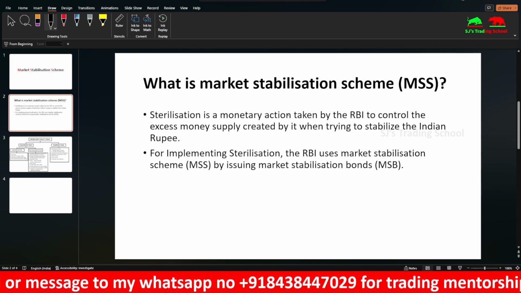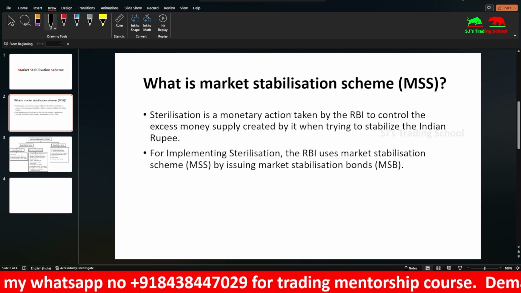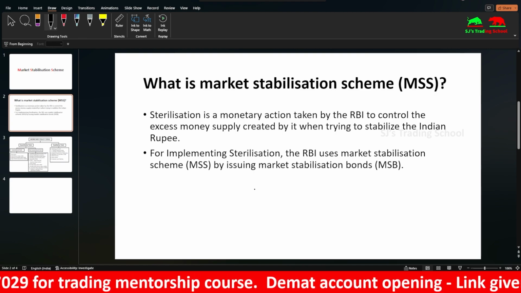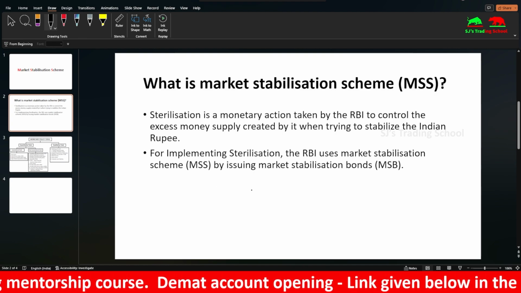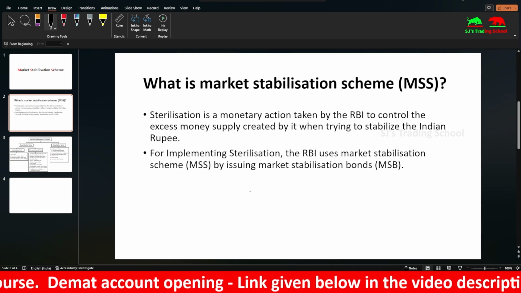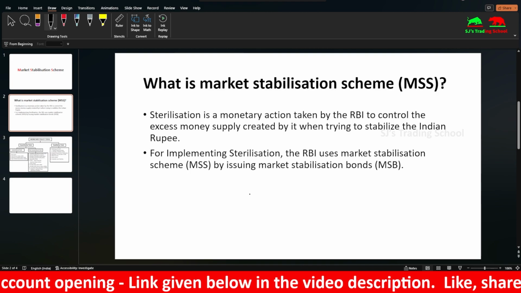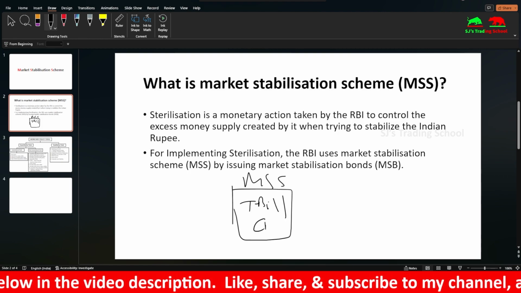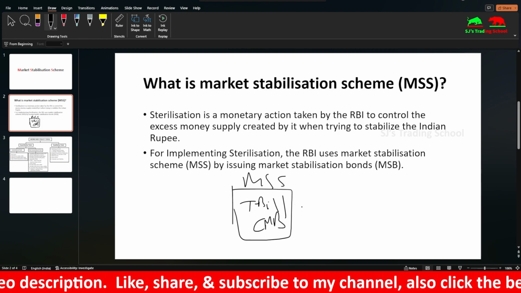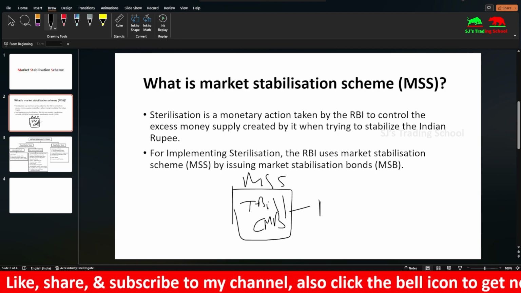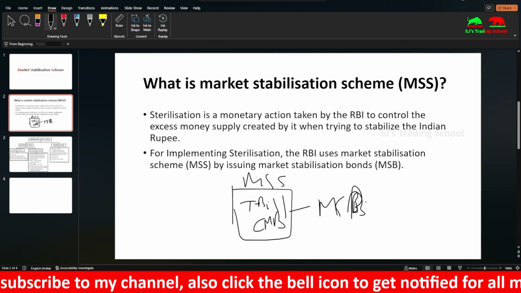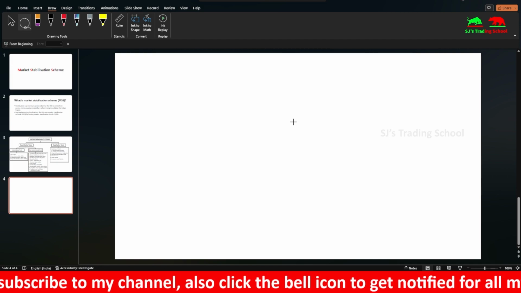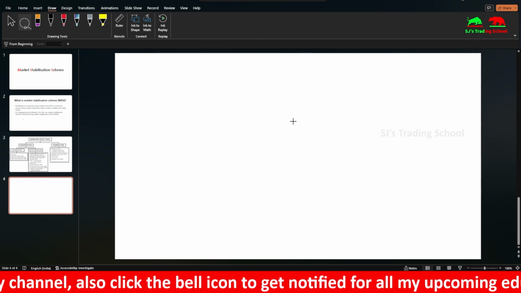How does it do this MSS? It does this by issuing bonds known as Market Stabilization Bonds. Usually the RBI will ask the government to allocate the MSS, and on behalf of the government, the RBI will issue the MSB bonds. That is, under the MSS, some T-bills and cash management bills are issued to the banks, and the liquidity is absorbed. These are known as MSB bonds, that is, Market Stabilization Bonds. Now you might wonder, if the government's MSB bonds are released into the economy and liquidity is absorbed, the government is getting the funds.